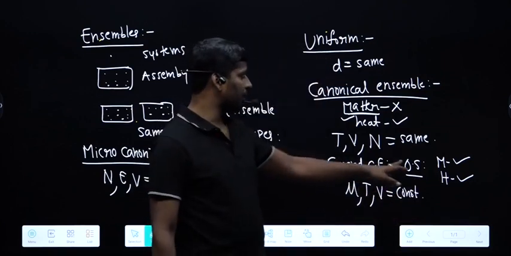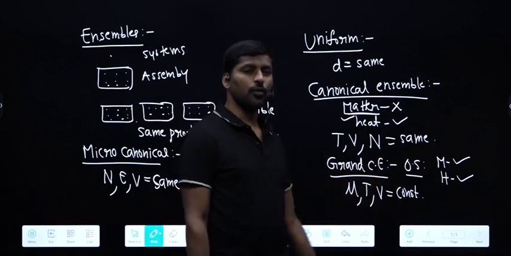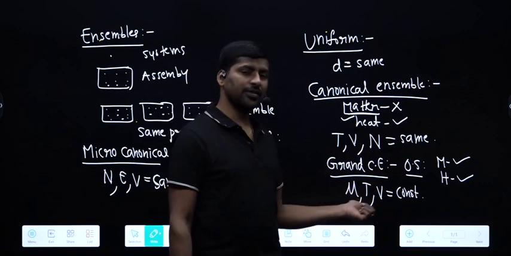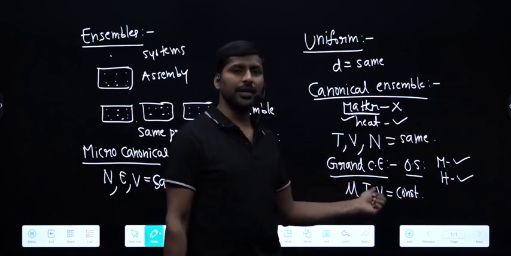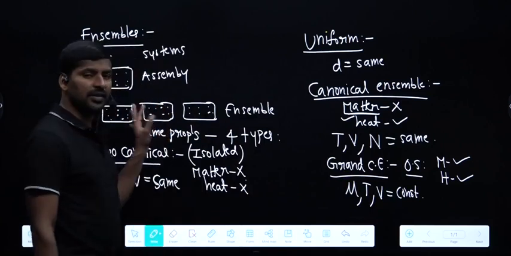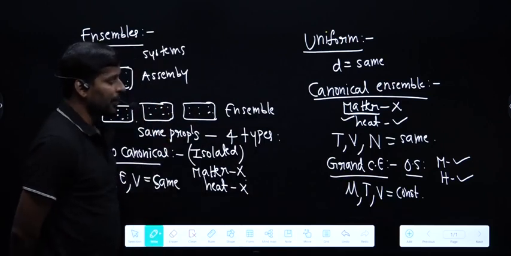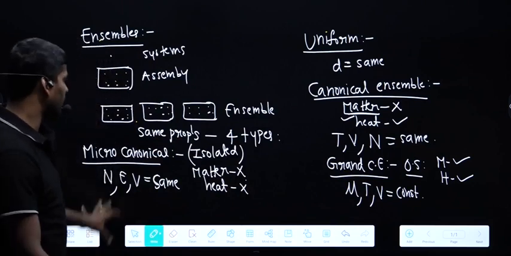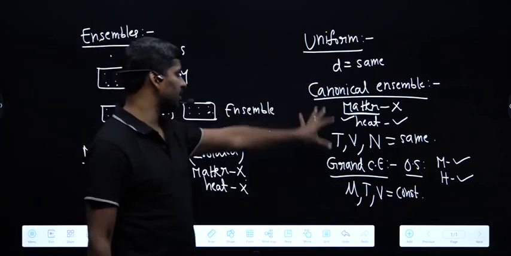Okay, so you may remember this grand canonical ensemble. The grand canonical ensemble is similar to what? An open system, which remains constant, and each assembly is characterized by the same T, V, mu, and each assembly is separated from other assemblies by what? Permeable, conducting walls. Okay, so just remember these points.